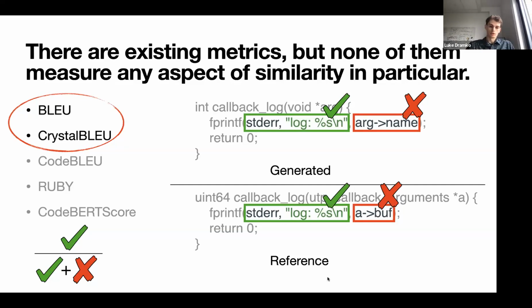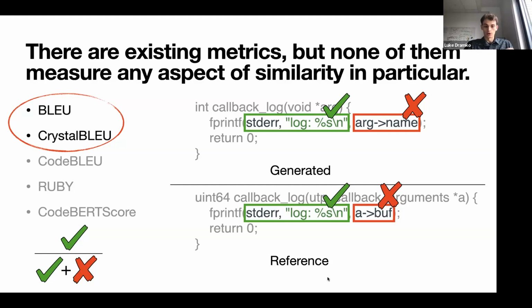The discrepancy between what a researcher feels a high degree of similarity should indicate, maybe correctness or something like this, which is the thing they're trying to measure, and what these metrics actually measure is one of the things that motivates the creation of new metrics.